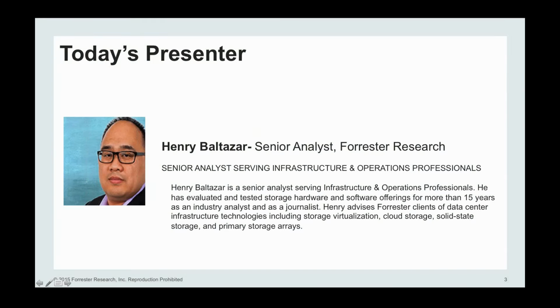My name is Henry Balthazar. For those of you who haven't met me, I am the lead storage analyst at Forrester, and I'm in charge of covering storage technologies at my firm. That includes storage systems, storage management software, cloud storage, and of course Flash, which is what we're going to be talking about today.